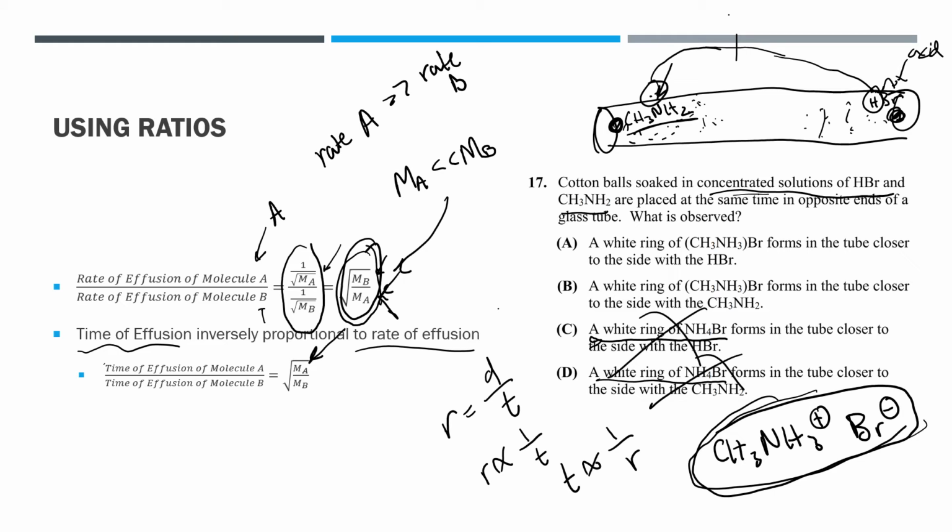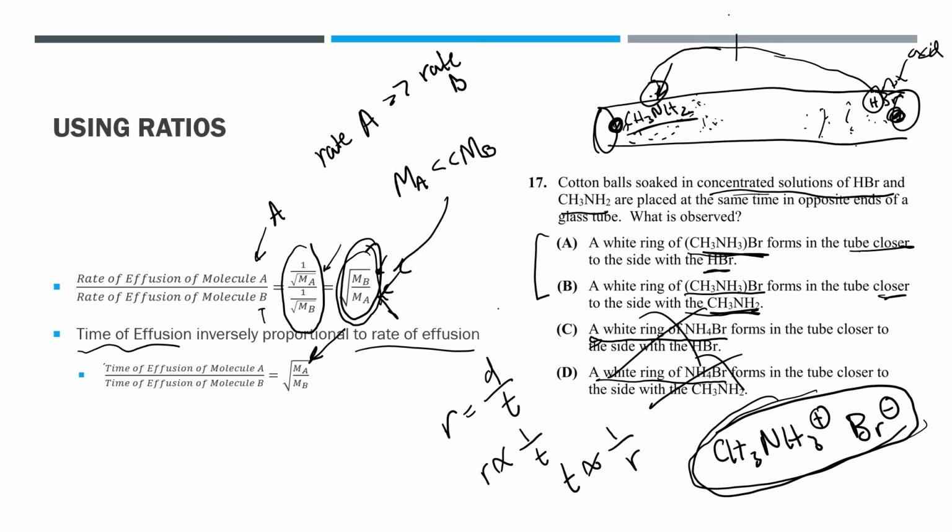So how are we going to decide the difference between A and B? Let's first look at that. In both of them, we have the compound that we know will form, CH3NH3Br. But one option says it's going to form in the tube closer to the side with the HBr, and the other says closer to the side with the CH3NH2. So basically, the question is, where are the particles going to meet? Are they going to meet closer to the methylamine or closer to the HBr?